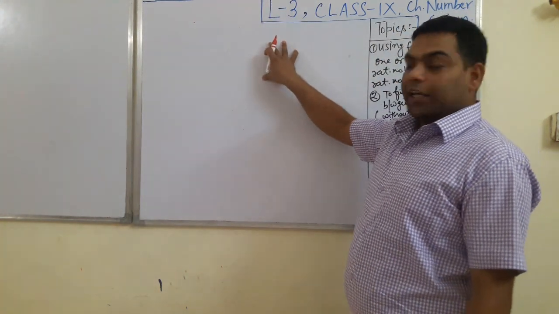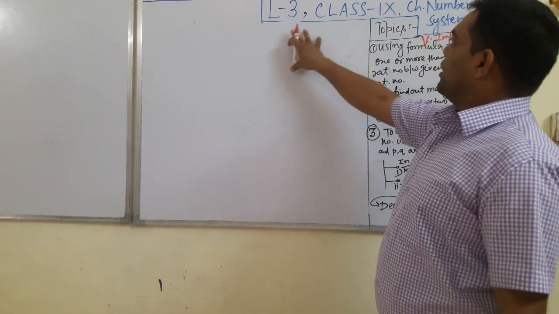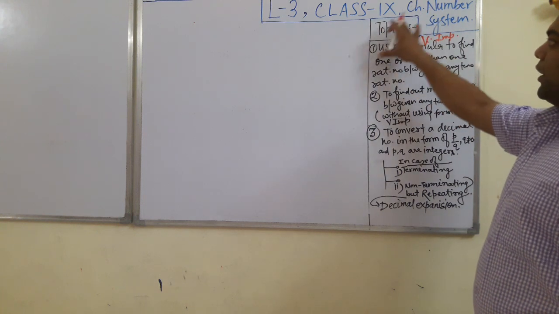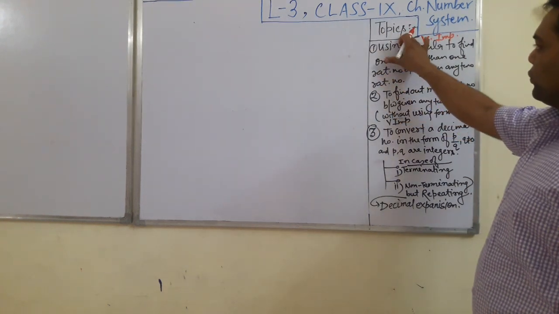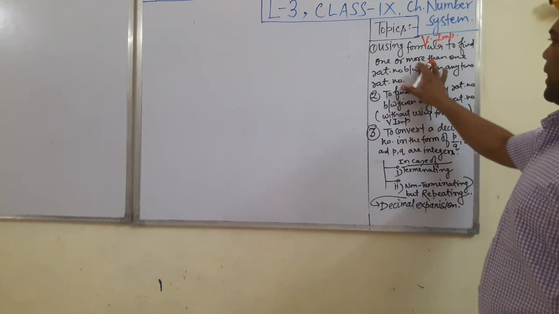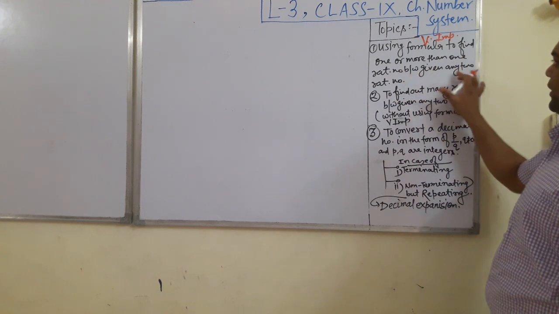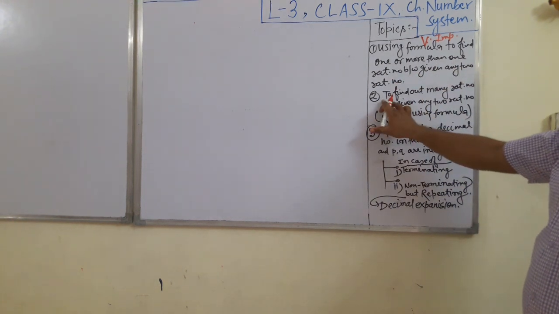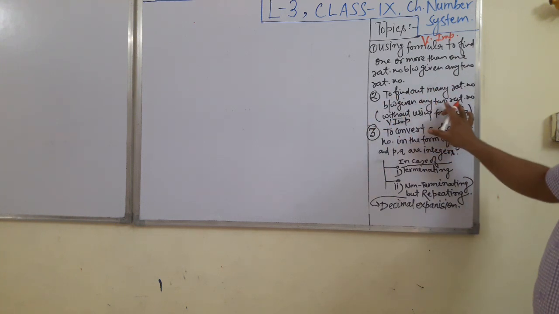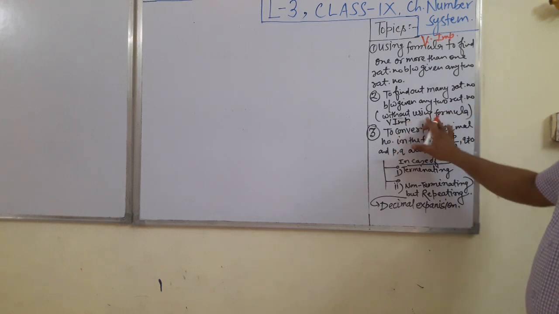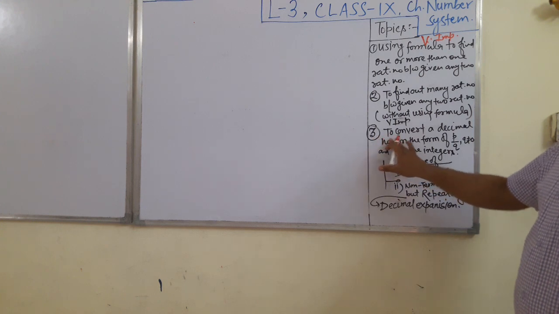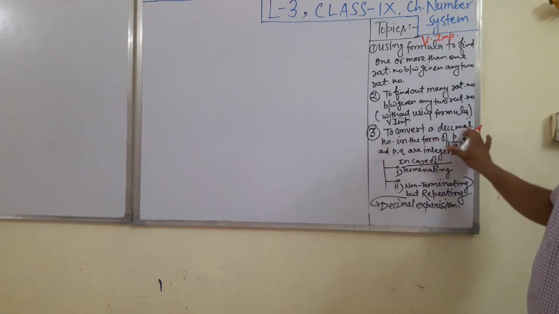Students, today here I am with the third lecture of chapter Number System for class 9th students. Today I am going to discuss the following topics. First, using a formula to find one or more than one rational number between any two given rational numbers. Second, I will discuss how to find many rational numbers between any two given rational numbers without using a formula. Third and last, a very important topic.